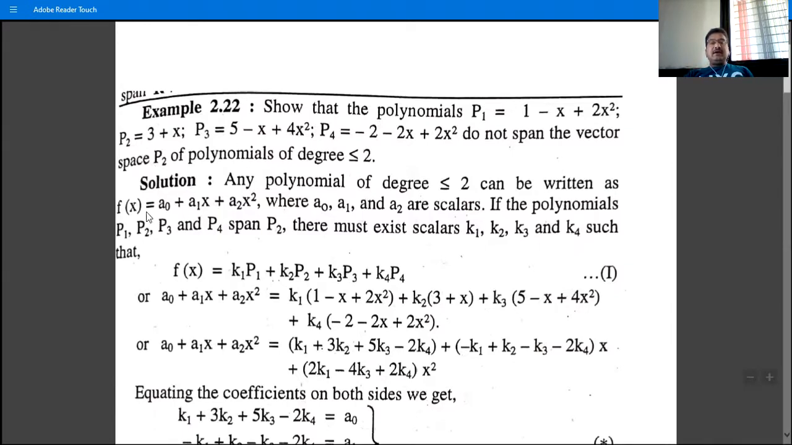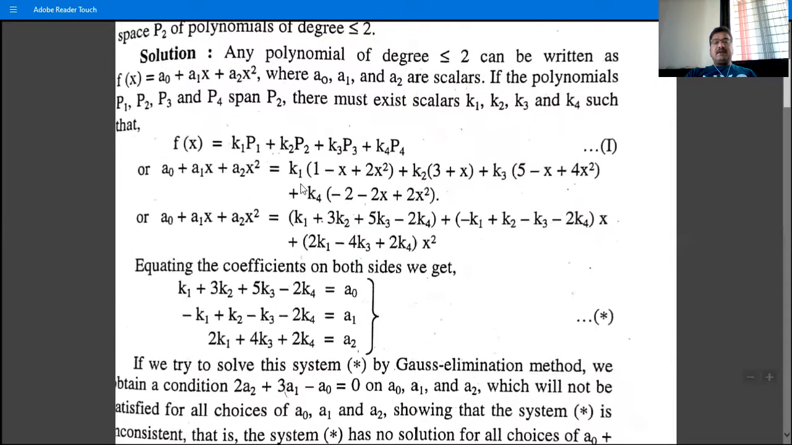So we can take f(x) = a0 + a1x + a2x², where a0, a1, a2 are scalars, to be any element of this capital P2. Now we have to try to express this f(x) as a linear combination of p1, p2, p3, p4. So let k1, k2, k3, k4 be scalars such that f(x) = k1p1 + k2p2 + k3p3 + k4p4. That is, a0 + a1x + a2x² = k1 times 1 - x + 2x², and similarly p2, p3 and p4.